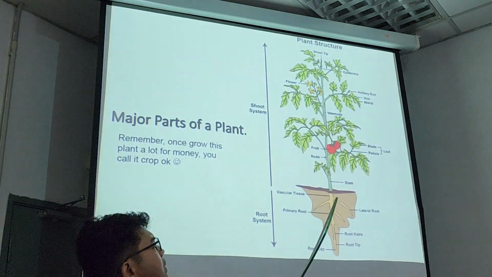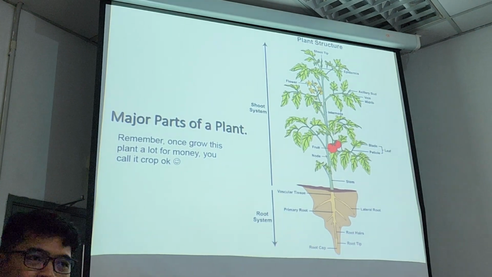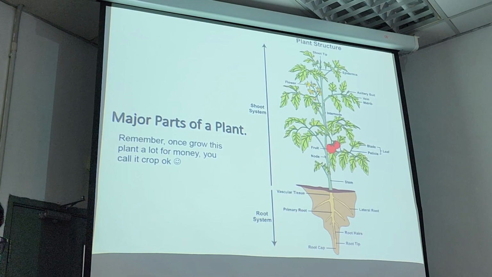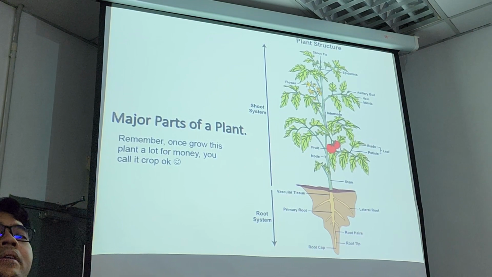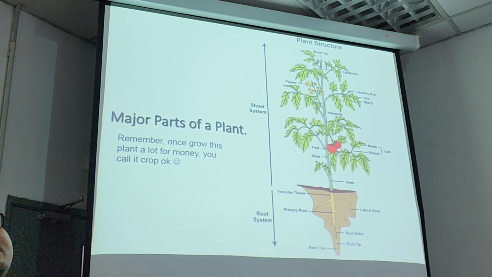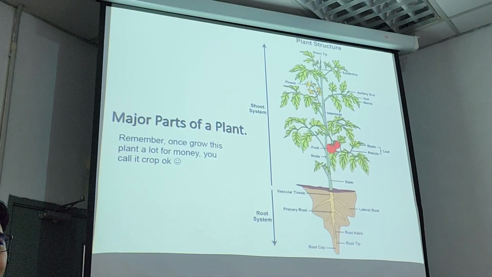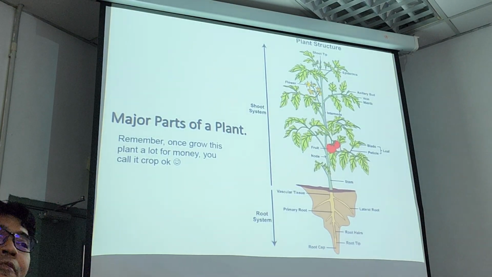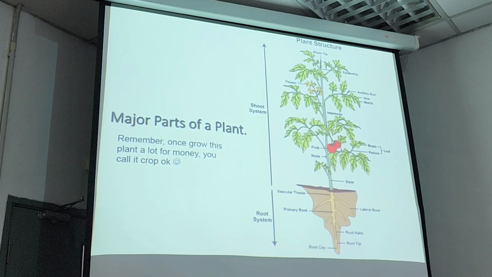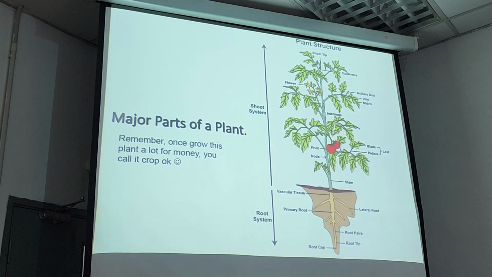The roots, are they vegetative or reproductive? Vegetative or reproductive? Who says vegetative? Please don't be lalang in my class. Who says reproductive? Even more. Interesting, interesting.